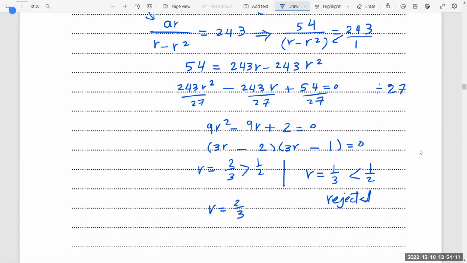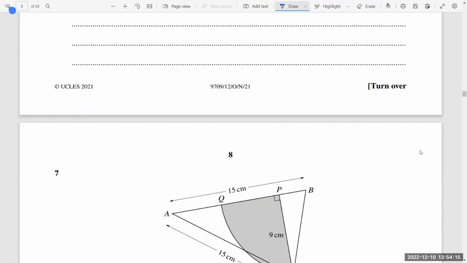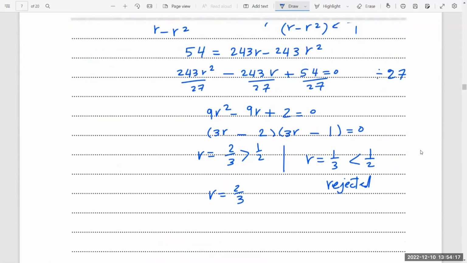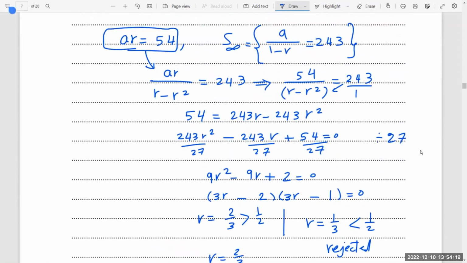After knowing R, you can get back to find the first term A if required. So R equals 2/3.